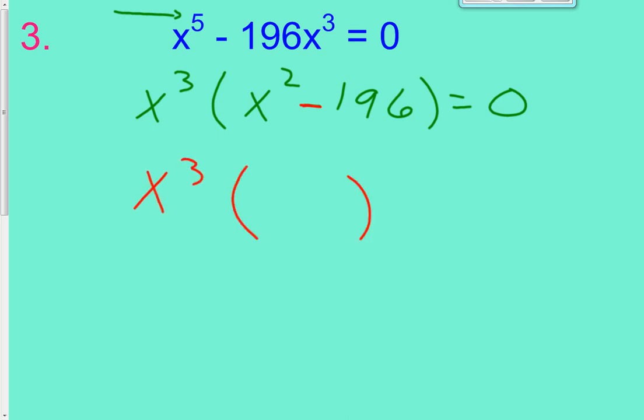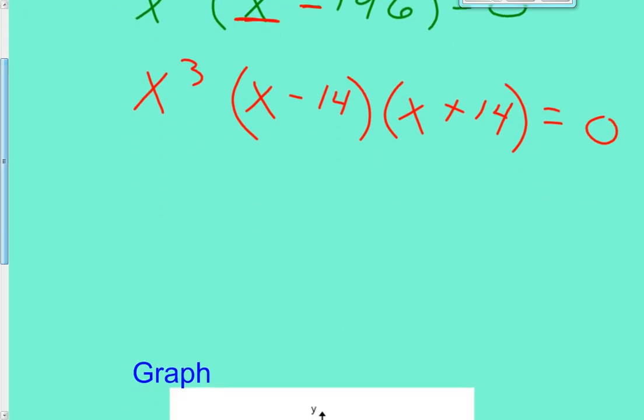X cubed times, try to form 2 different binomials again. It's going to be x multiplied by x gives us the x squared. And then is 196 a perfect square? The answer is yes. It's a negative 14 multiplied by a positive 14. So that's going to give us our negative 196. And they're conjugates of each other, which means the middle term is always going to cancel out.